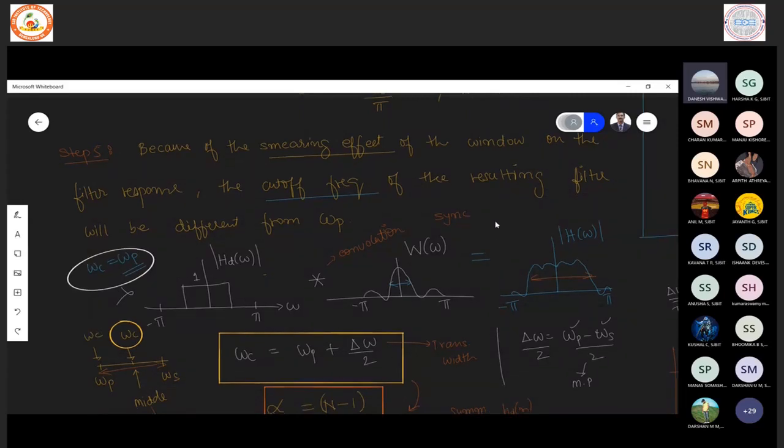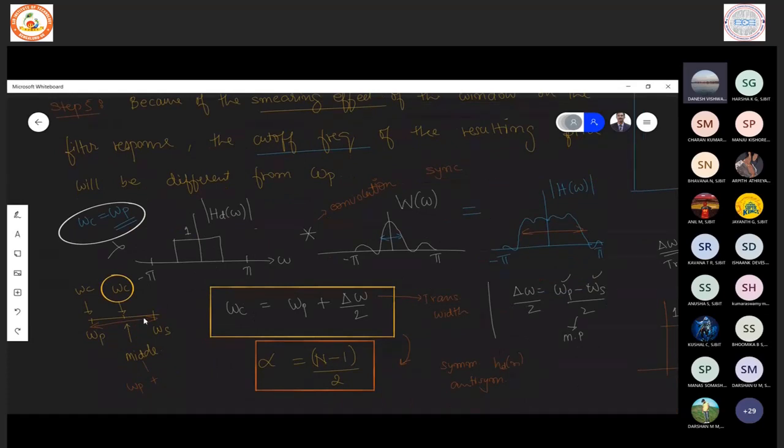Now what happens when this spreading happens? Normally omega c is chosen to be the midpoint between omega p and omega s. We carefully choose the midpoint. Now why do we choose the midpoint? It is to compensate for that spreading. So omega c is equal to omega p plus delta omega by 2. Why delta omega? Delta omega is the width and we want the midpoint. So the midpoint is given by omega p plus delta omega by 2. Omega p added with half this width, that is your omega c.